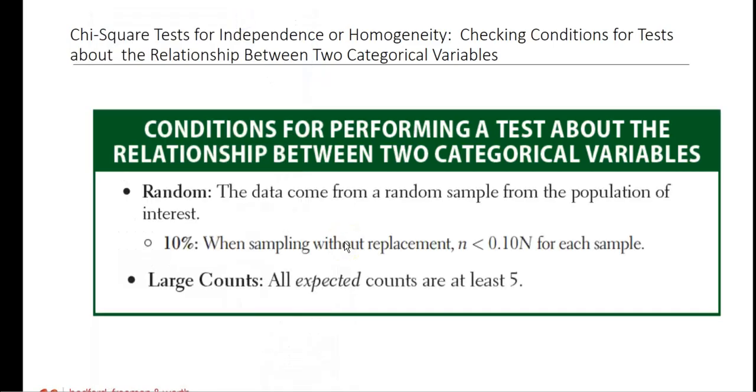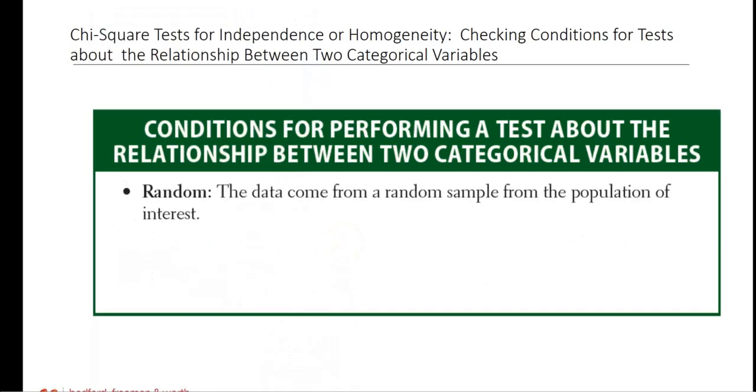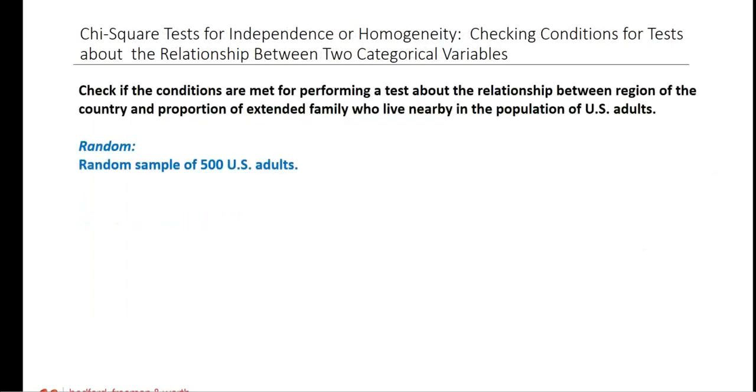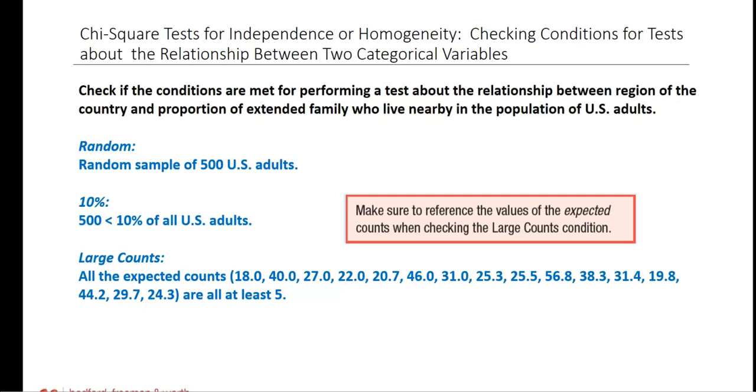So again, for the conditions, random sample, it's a random sample of, I forgot how many. In this case, 500 US adults is what it was. 500 is less than 10% of all US adults. And large counts, you do have to list those somewhere in your paper. Some people write them down in that matrix form, just put an arrow and say all at least 5. And they are all at least 5, so that's actually good. If they weren't, we wouldn't pass that condition. Make sure you look at expected, not observed counts there.